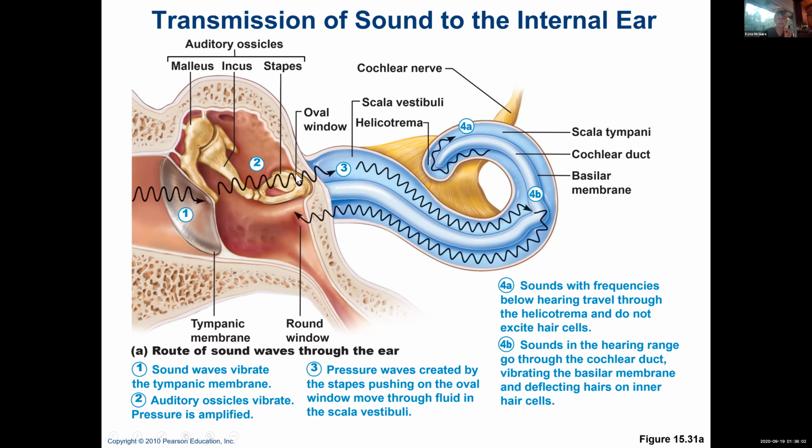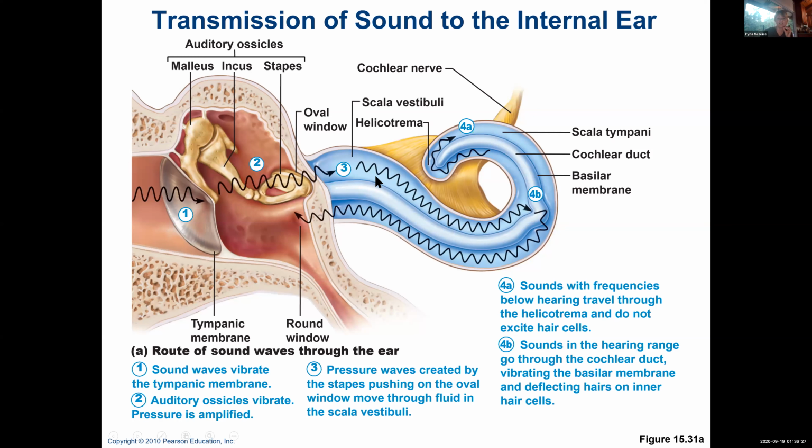So stapes is connected to another membrane. It's called the oval window. Those pressure waves that are now amplified pass from malleus to incus to stapes, and stapes pushes on this oval window and moves these pressure waves inside the inner ear.